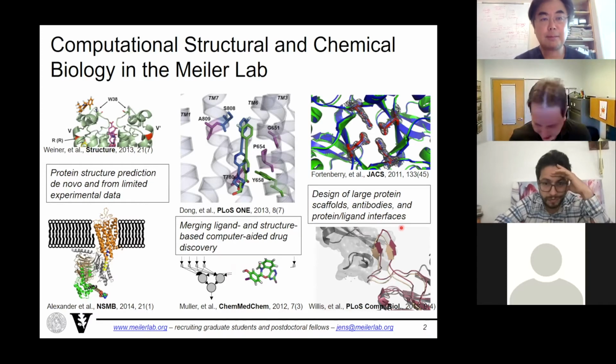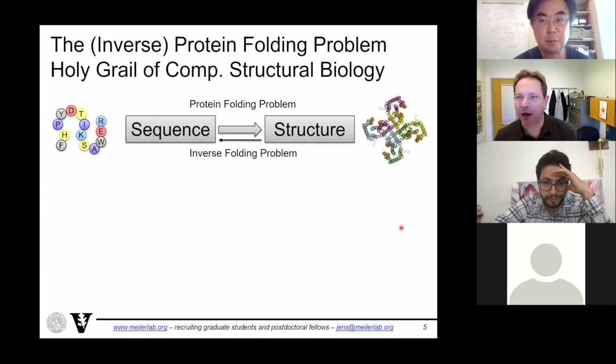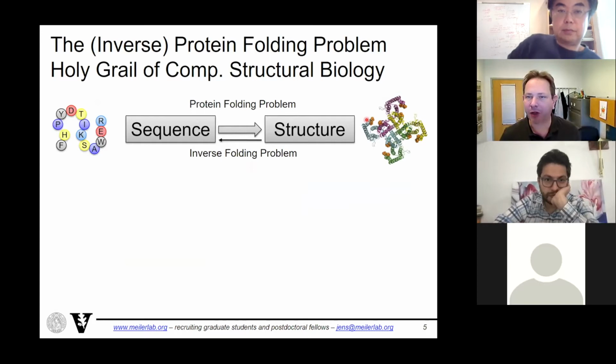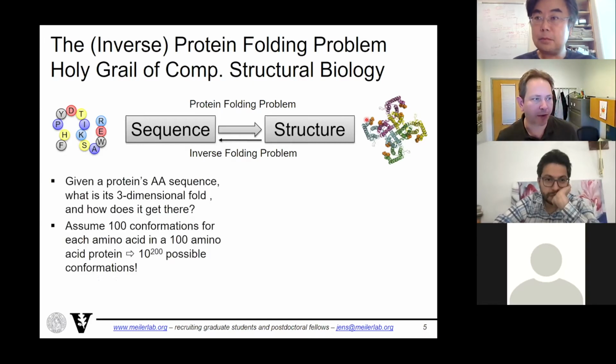Before I get into that, I wanted to just formulate the problem again. Given the amino acid sequence, what's the three-dimensional structure? And we all know why this is important, right? Because the central dogma of structural biology is that sequence informs structure, informs function. So if I understand the structure in the center, then I can better relate the sequence to the function of a protein.